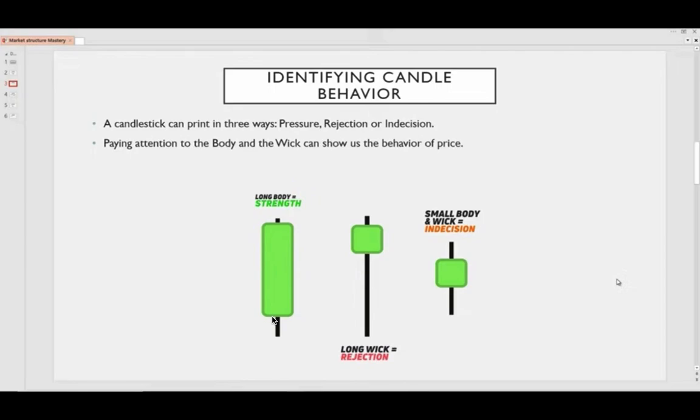Whenever you see a big body like this, you know that candlestick in that time frame has massive strength. The market will still continue going up. You have to pay attention to the body and the wick, which show you the price. This very one is a rejection candlestick.